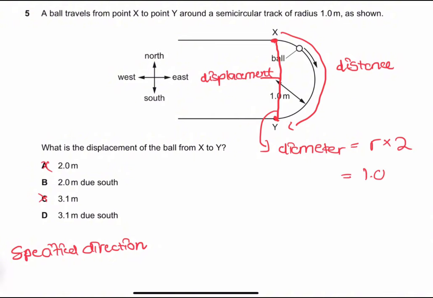So if I have a radius of 1.0 by 2, that gives me a total of 2.0. But this is due south, because from X to Y is actually due south. So it becomes B, 2 meters due south.